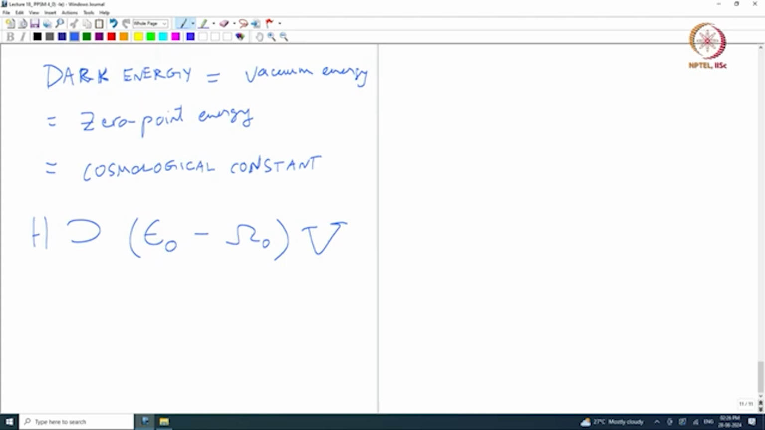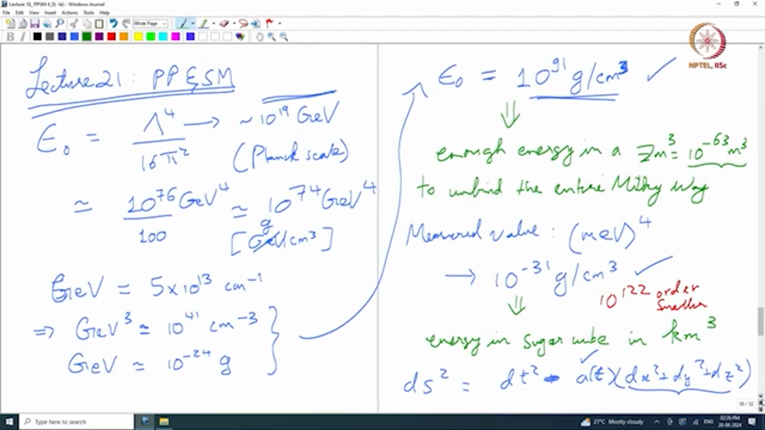So now seen in this light, you could say that, sure, what if my epsilon naught, my E naught, turns out to be such a large number? I don't care. I always have the omega naught. I have freedom with the omega naught because it's a bare parameter, a free parameter. So I can just make them cancel with each other and get whatever number I want. Correct? In this case, 10 power minus 31 grams per centimeter cubed, and everything is fine. There's no more problems with this.